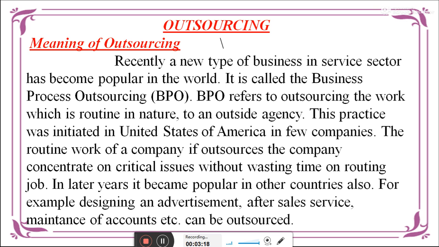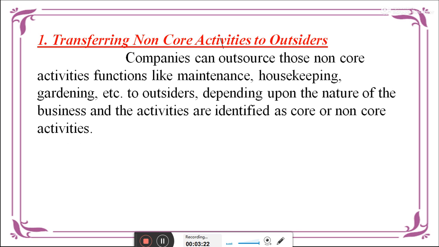This can be called an outsourcer. They outsource all of these things. Next, transferring the non-core activities to outsourcers.